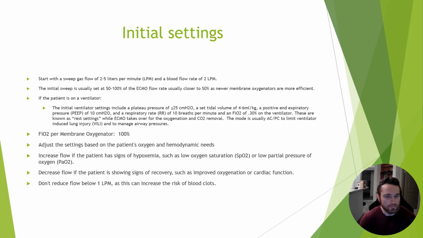Adjust the settings based on the patient's oxygen and hemodynamic needs. Increase flow if the patient has signs of hypoxemia, such as low oxygen saturation or low partial pressure of oxygen, PaO2. Decrease flow if the patient is showing signs of recovery, such as improved oxygenation or cardiac function, and do not reduce the flow below 1 liter per minute, as this can increase the risk of blood clots.